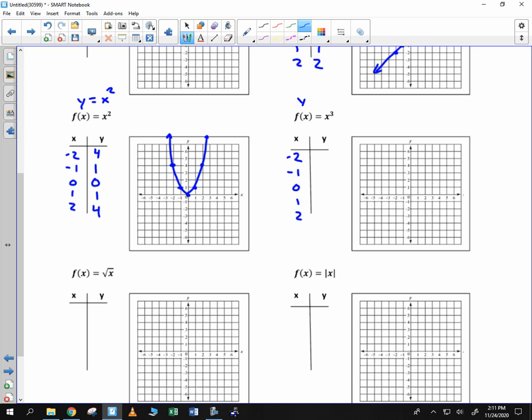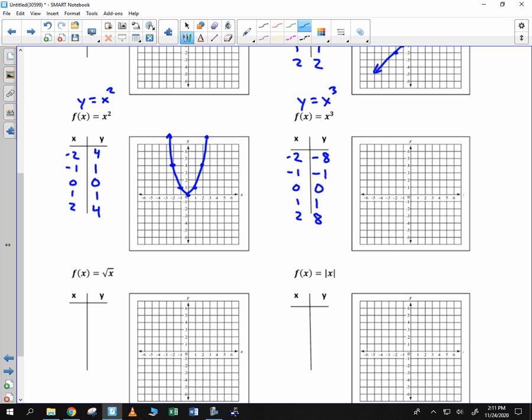Now we're going to cube it, which means multiply it by itself three times. Negative 2 times negative 2 is 4, times negative 2 is negative 8. Negative 1 times negative 1 is 1, times negative 1 again is negative 1. 0 times 0 times 0 is 0. 1 times 1 times 1 is 1. And 2 times 2 times 2 is 8.